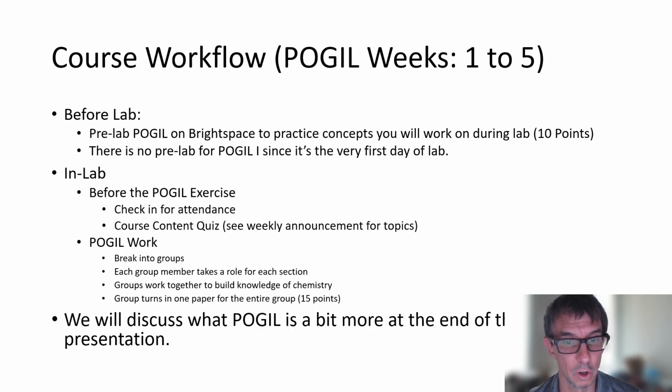You'll see what those roles look like when you do the POGL the first day. The groups work together to build their knowledge of chemistry. And then at the end, the groups turn in one paper for the entire group, which will typically be worth 15 points because 10 points will be the pre-lab and 25 points is the total grade. But the very first week, the group paper is 25 points because there is no pre-lab for POGL 1.